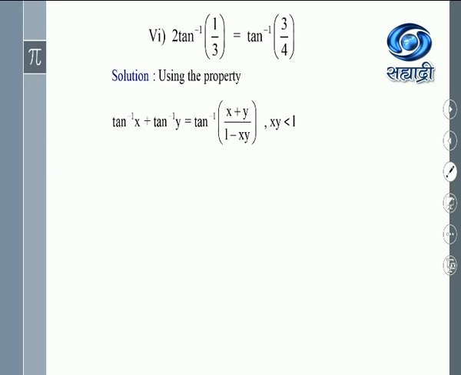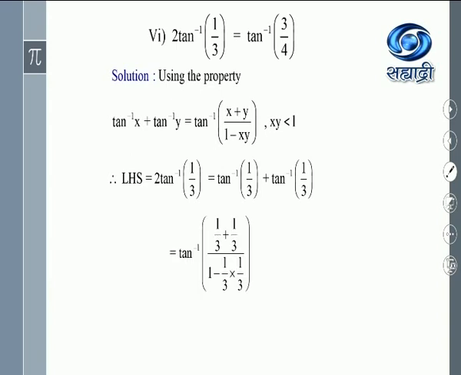Okay, so we start with LHS. LHS is 2 tan inverse 1 upon 3. This we split as the sum of two terms, tan inverse 1 upon 3 plus tan inverse 1 upon 3. Now with this property, we have tan inverse of x plus y, 1 upon 3 plus 1 upon 3, divided by 1 minus xy, 1 minus 1 upon 3 into 1 upon 3.